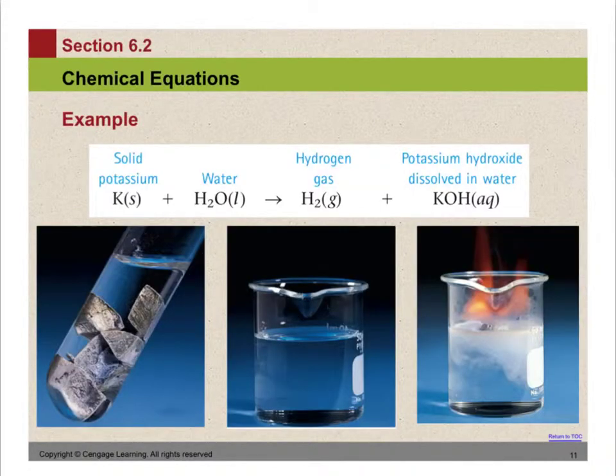So right here is an example of putting some metal into water. We have potassium going into water, and we form hydrogen gas and potassium hydroxide. So we have solid potassium indicated by our S in parentheses, liquid water, forming our gas, and aqueous because that potassium hydroxide is dissolved in that water.